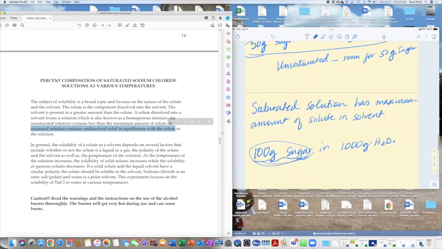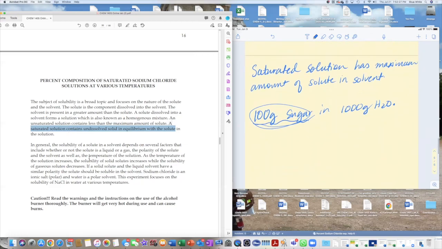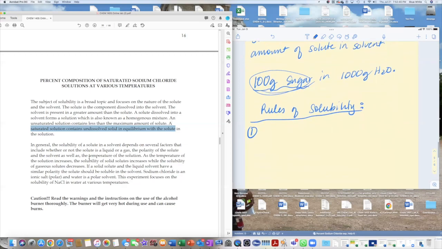So we're told in general, when you're trying to dissolve, there are three main factors we're looking at here. These are rules of solubility. Rule number one, the physical state of your solute matters. Okay.